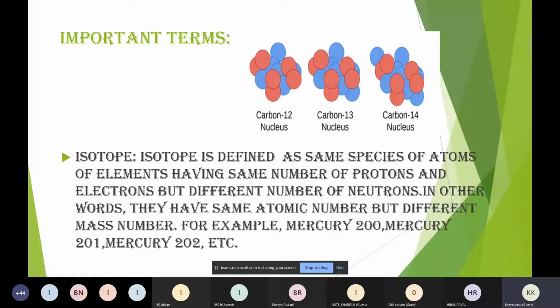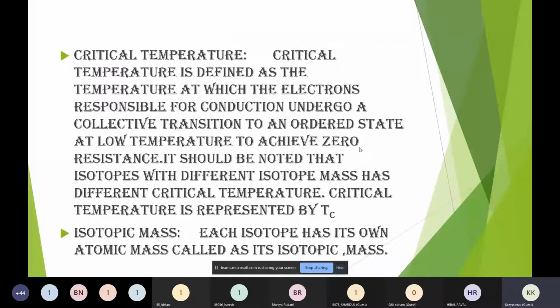We have critical temperature. So critical temperature is the temperature at which a system undergoes a phase transition from normal resistance to a superconducting state. A superconducting state is a state where the resistance is zero. One thing to be noted here is that isotopes with different isotopic mass have different critical temperatures. Now we have the isotopic mass. All the isotopes of an element have the same atomic number but different atomic mass. This part is the isotopic.